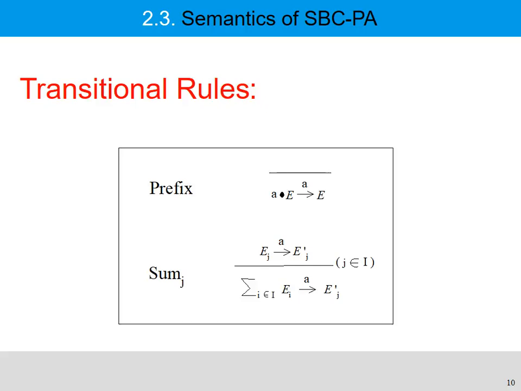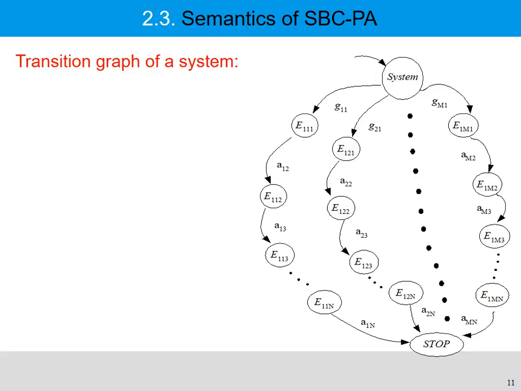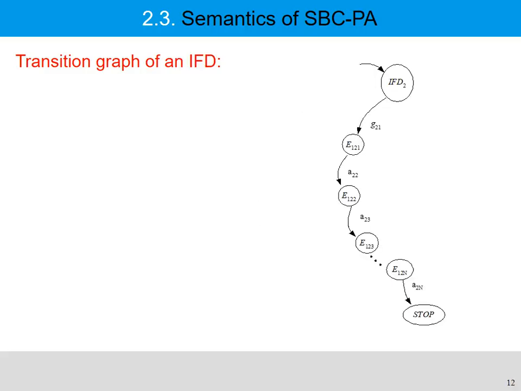SBC Process Algebra uses the transition rule to describe the semantics of the language. Here we show two transition rules, the prefix rule and the summation rule. With the transition rules, we then get the transition graph of a system, shown in this figure. We can also use the transition graph to describe an IFD, as shown here.